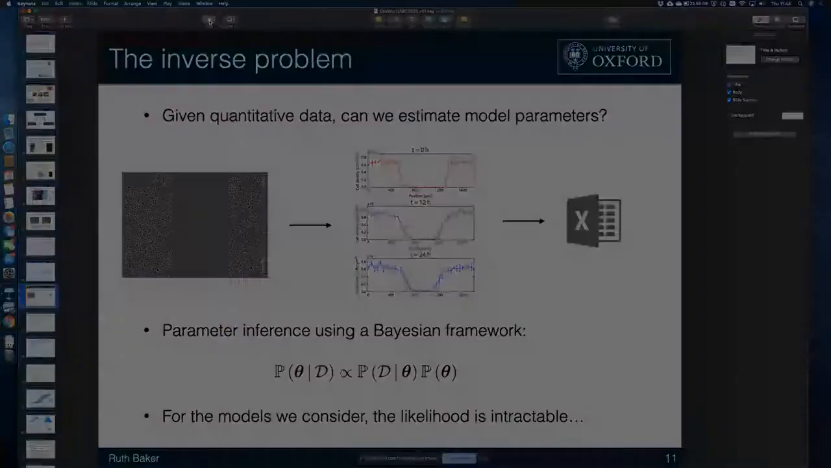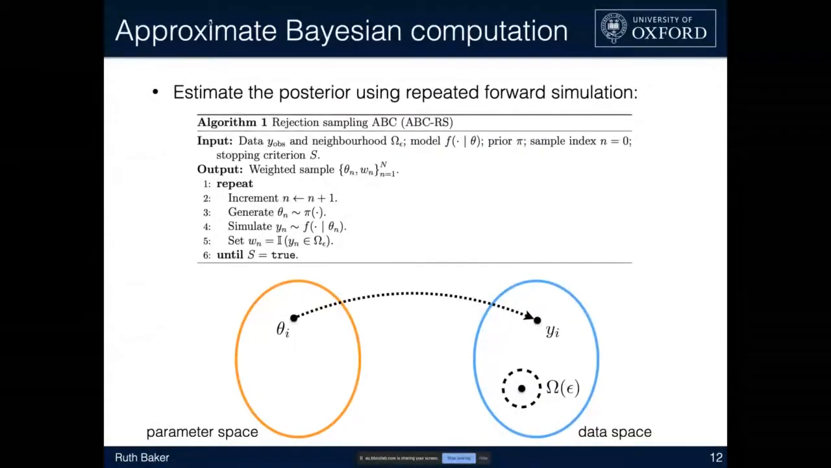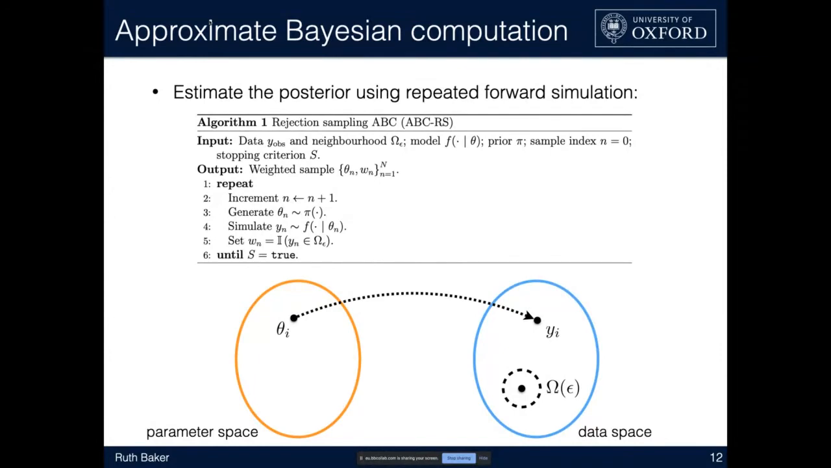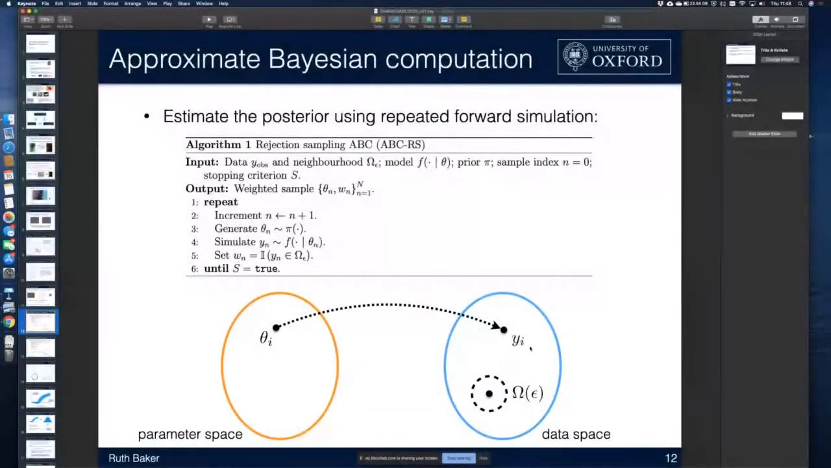I'm pretty sure that everyone on the line is probably familiar with this, but for the sake of concreteness and some notation, I just wanted to introduce ABC. The idea here is estimating the posterior distribution of the model parameters using repeated forward simulation. For a number of times until I reach some stopping criterion that we often call S, I pick a parameter from my prior distribution, simulate the model with that parameter to get some output Y, and if that output Y is close enough to the data in some sense, then I accept that parameter into my posterior distribution, and under ABC rejection sampling, I give it a weight of 1.